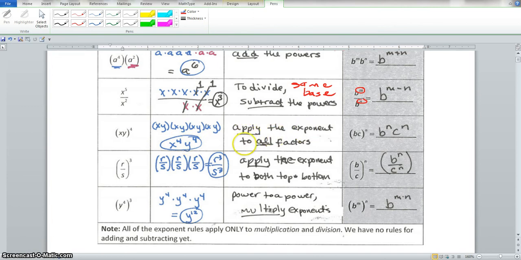Now it says apply the exponent to all factors. That's when you don't see an exponent showing here. So it'll be bc in parentheses to the n. So it would be b to the n, c to the n.